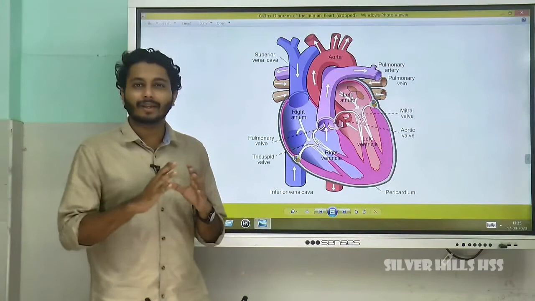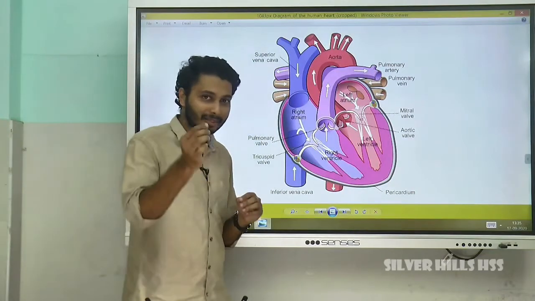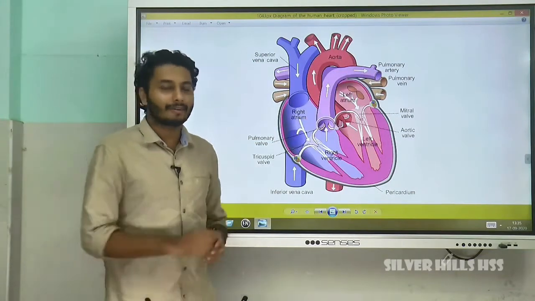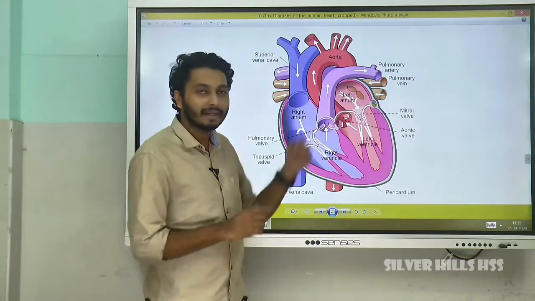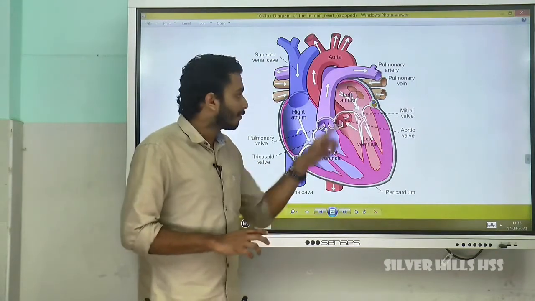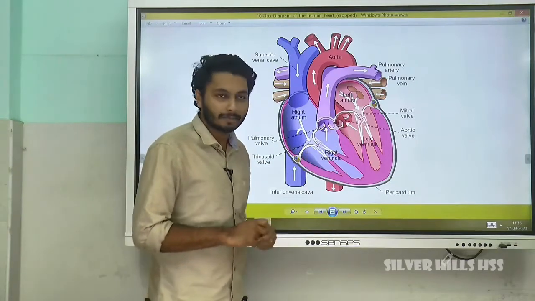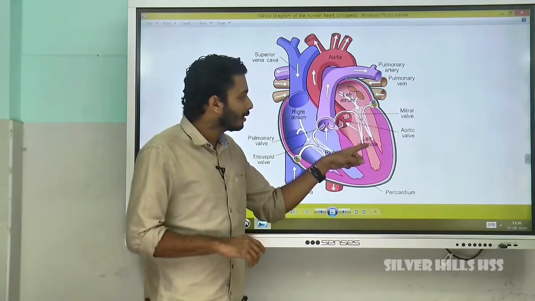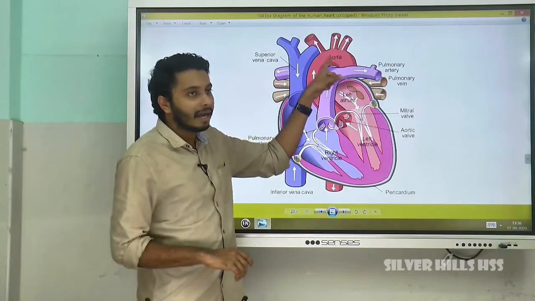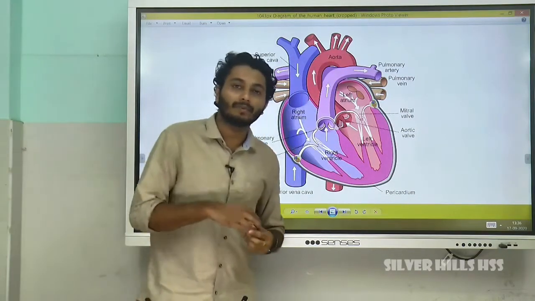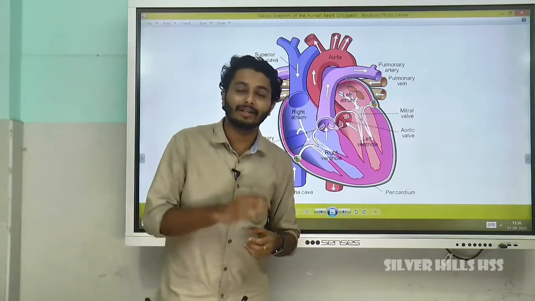So that is the total process involved in circulation. I will explain it once more. The oxygenated blood from the lungs moves through the pulmonary vein and reaches the left atrium. From the left atrium, it moves to the left ventricle through the bicuspid valve, and from the left ventricle it moves through the aorta, and this oxygenated blood is supplied to various parts of the body and gets deoxygenated.